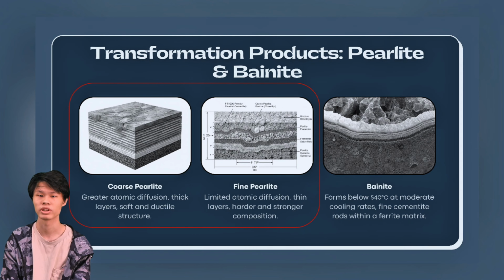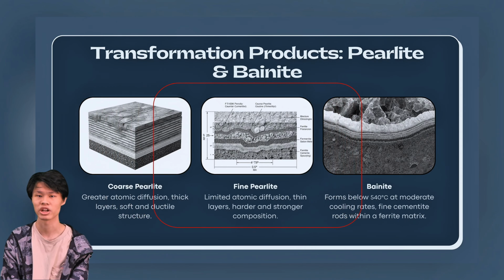One type is called coarse pearlite, which forms at high temperatures of 700 degrees Celsius. There would be greater atomic diffusion, which gives it thicker layers, lower strength, and high ductility. Another type is fine pearlite, which forms at lower temperatures of 600 to 700 degrees Celsius. There would be limited atomic diffusion, which creates finer layers that are stronger but more brittle.